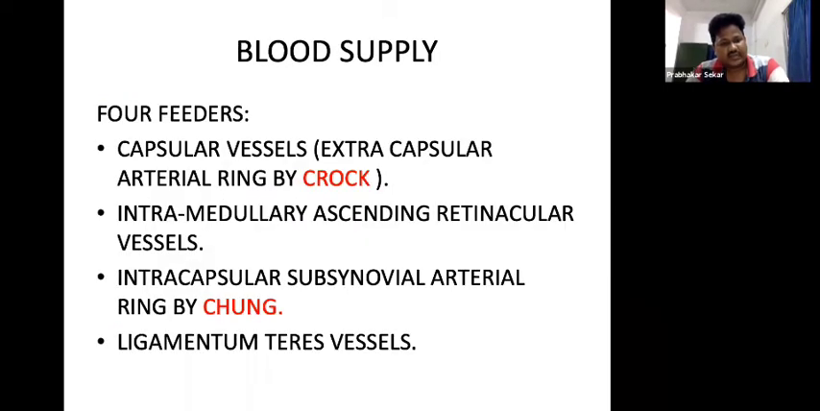Ideally there are 4 feeders which supply the femoral head. One is the extracapsular arterial ring by Krog, capsular vessels. Another one is the intramedullary ascending retinacular vessels. Then third is the intracapsular subsynovial arterial ring by Chung. The last one is the ligamentum teres vessels.